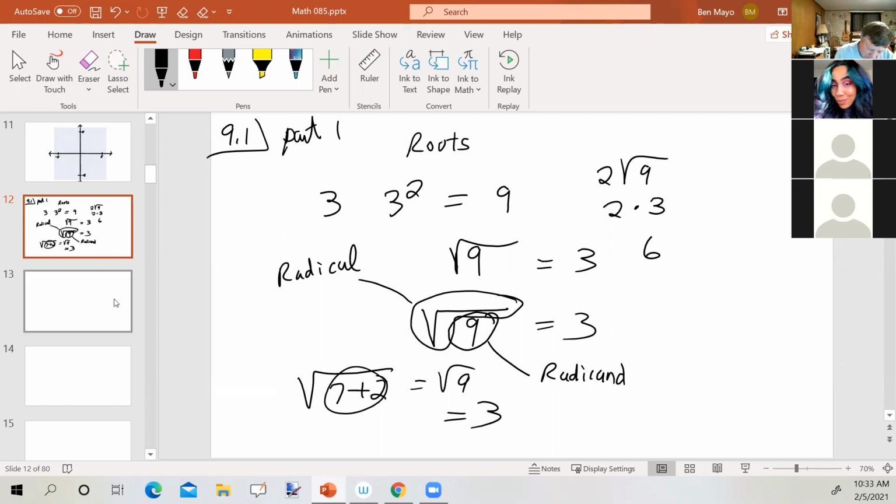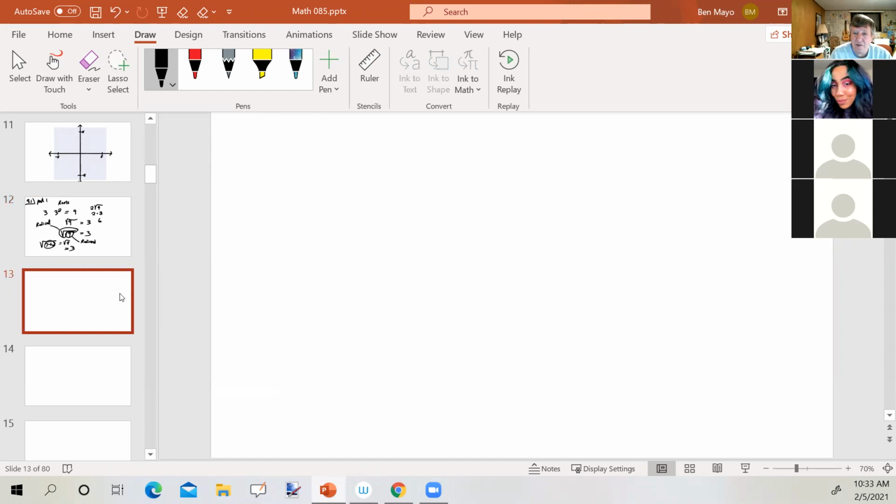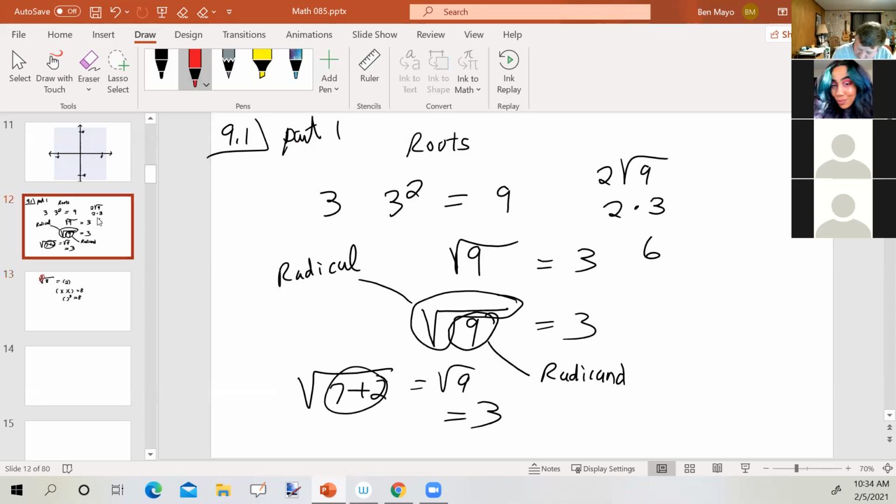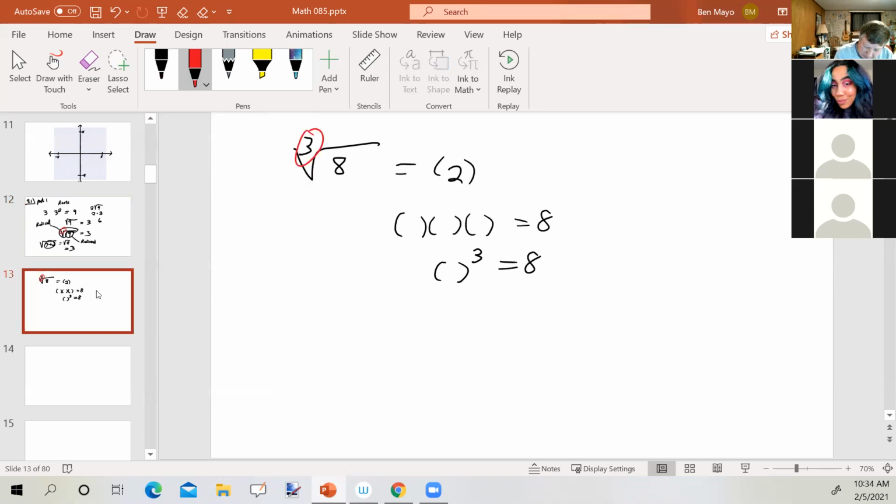All right. Now, let's say that instead of taking a square root, we want to take the cube root of 8. So now we're looking for some number where that number times itself is 8, or that number cubed is 8. Well, the cube root of 8 is 2. But now we've introduced something that we didn't have back here. This number is called the index. It tells you what root you are taking. So in this case, it's a 3. We want the third root, or the cube root.